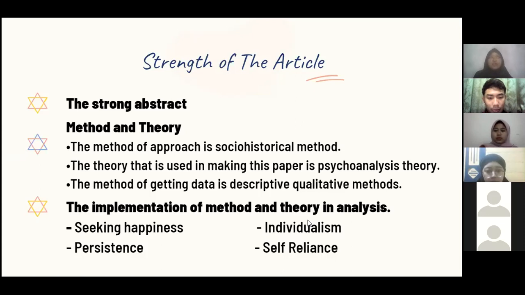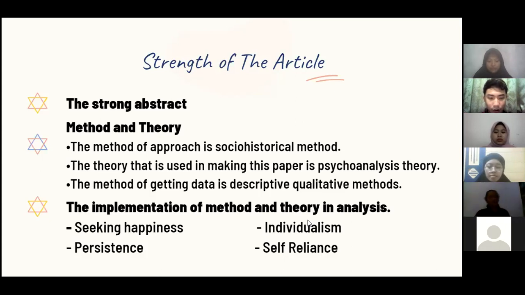Now we move to method and theory. In using this method, the author uses the socio-historical method in his approach to understanding the mindset of American society at that time. Whereas in the use of theory, the writing uses psychoanalysis theory. For the method of getting data, it is the descriptive qualitative method. The qualitative method is a method of research that is descriptive and tends to use analysis.